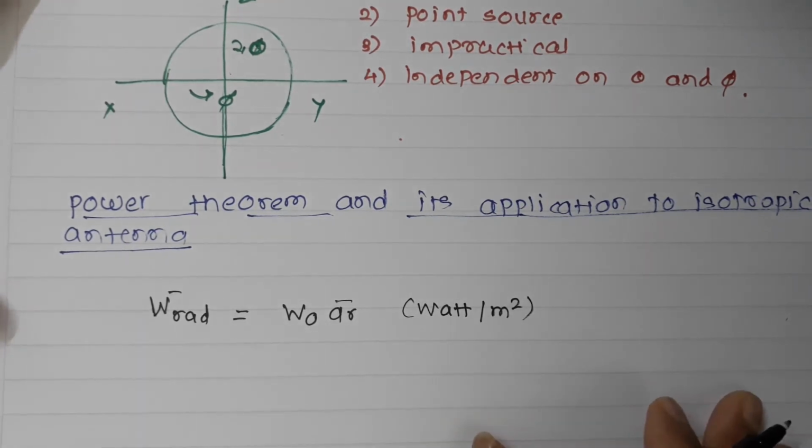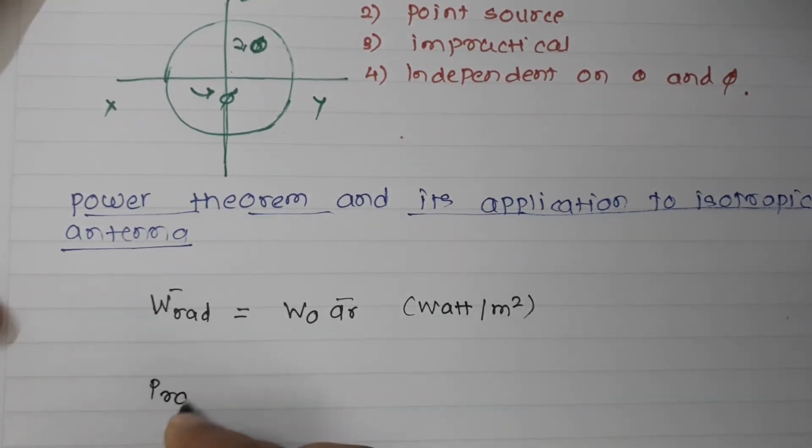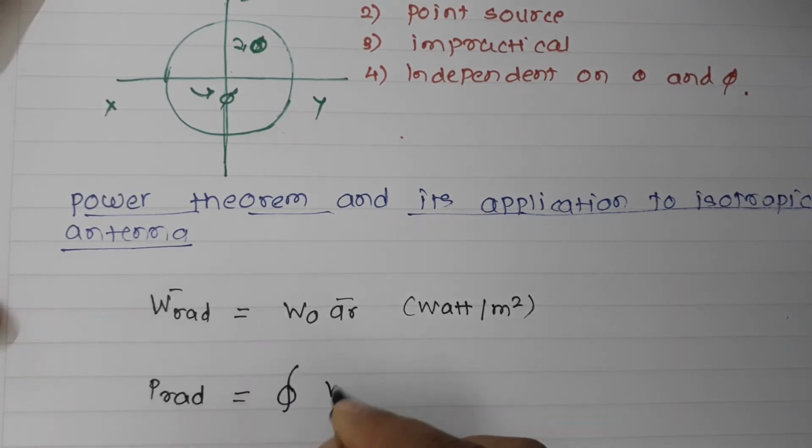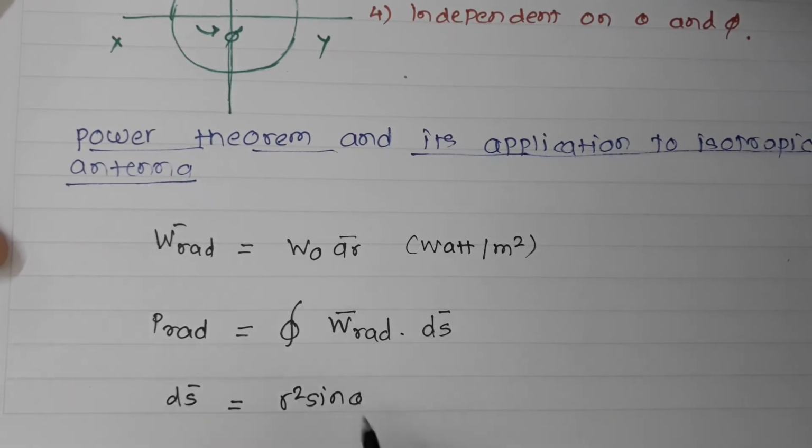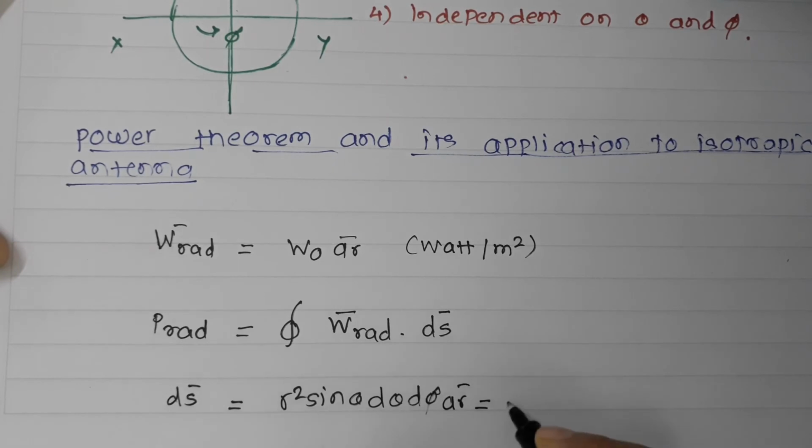Okay, so we find the power radiated using the power theorem. P radiated is equal to the surface integration of W radiated over dS. This is nothing but your differential area. How are we going to find out the differential area? dS is equal to r square sine theta d theta d phi aR, which is nothing but the differential area over the surface or over the sphere of radius r.